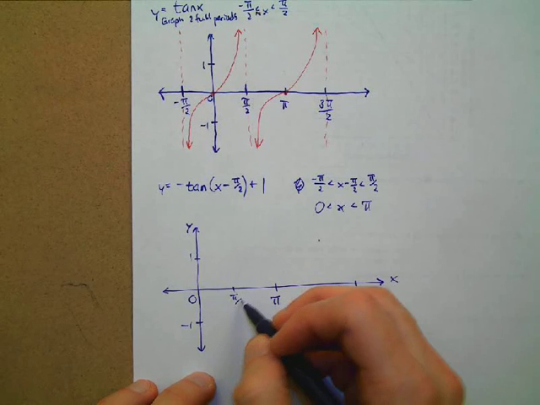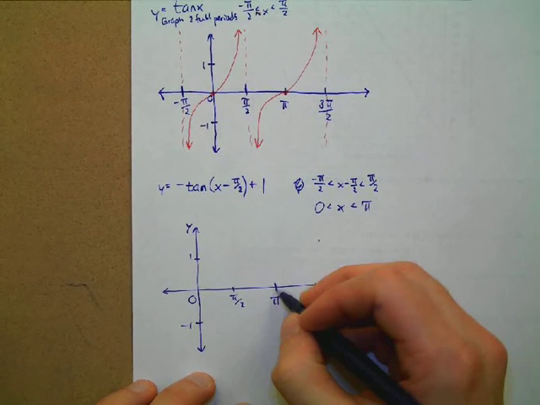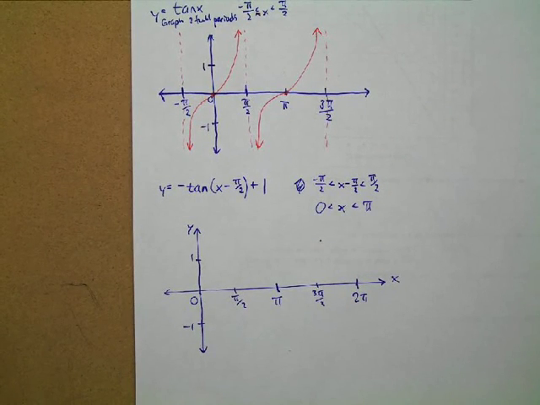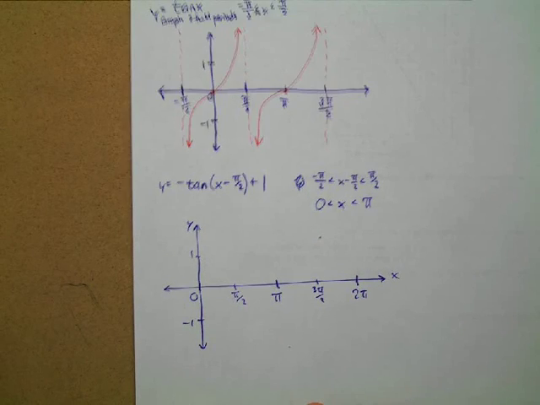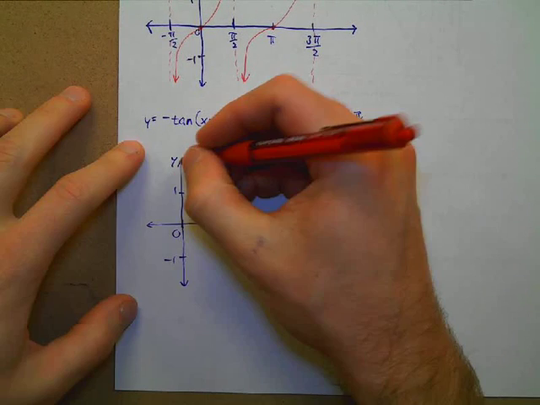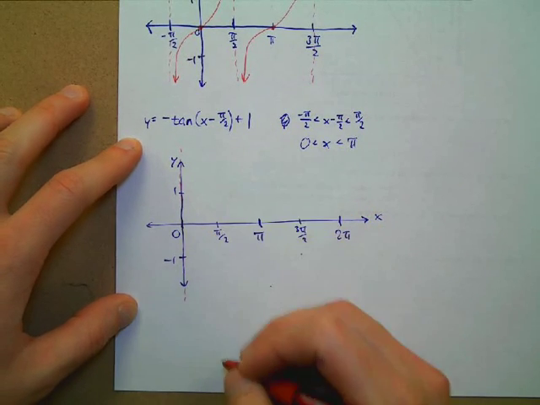And then we'll just draw our asymptotes. So starting at 0, asymptote at 0. Asymptote at pi. And then asymptote at 2 pi as well, because that's the end of the second period. Our zeros are at pi over 2 and at 3 pi over 2.